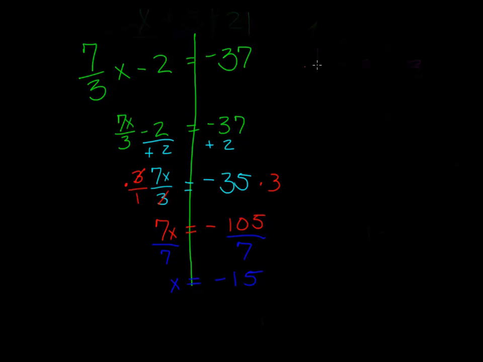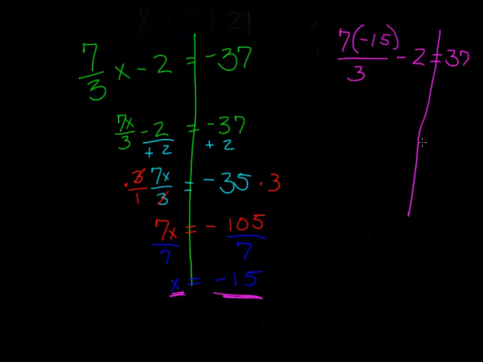Now, let me grab a check step color. Try to keep these colors in line. Check step, the last thing that we have to do, we have to substitute in everywhere we see an X. We're now going to put a negative 15. Our original equation, which I'm going to use as my original equation: 7, hey, there's an X, so I'm going to substitute in a negative 15 over 3 minus 2 equals 37. Don't let me forget, that is a negative 37.